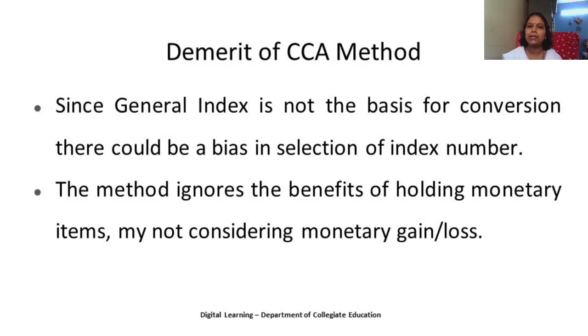So in the CPP method we use the general index. In this method we are not going to use the general index, but we are going to use the current purchasing value. Okay, so at that point of time which index should be taken, there is a lot of confusion on this. So that is a disadvantage. The method ignores the benefits of holding monetary items, and does not consider monetary gain or loss.